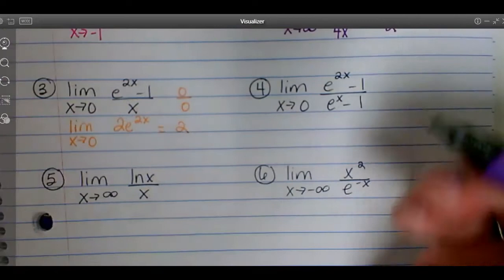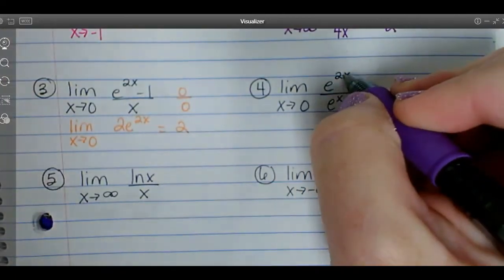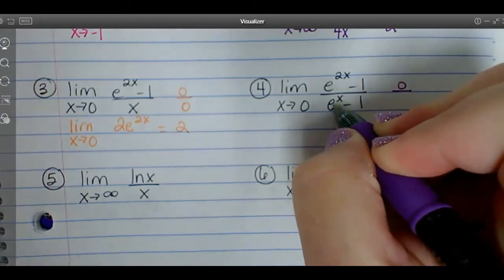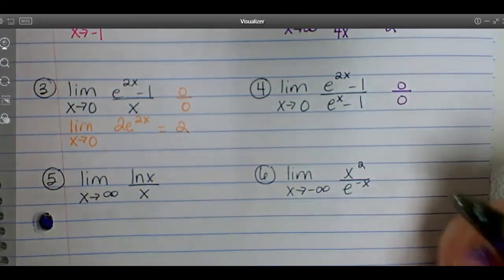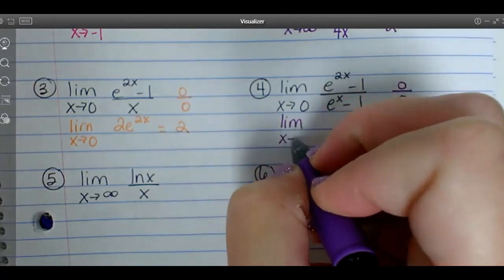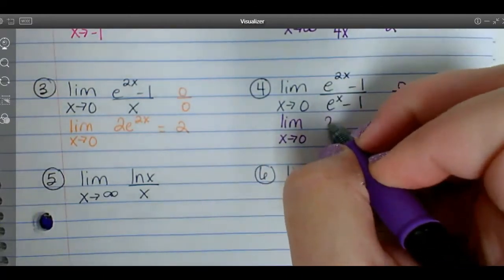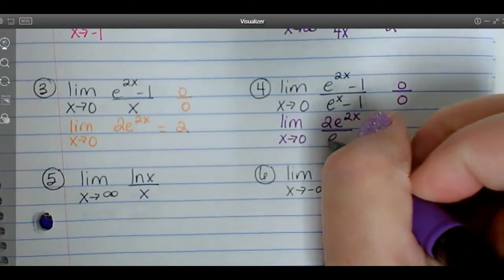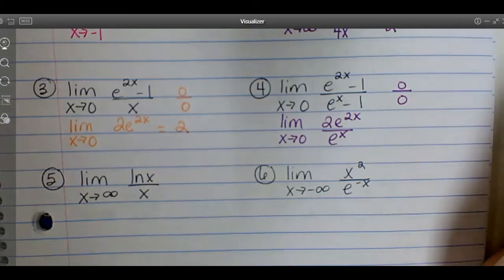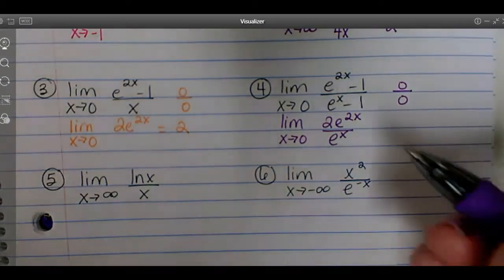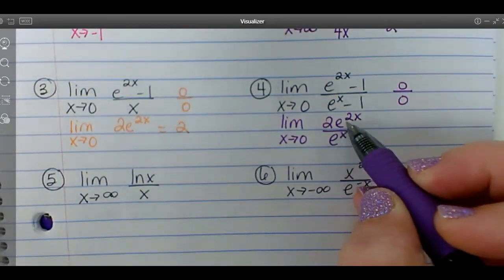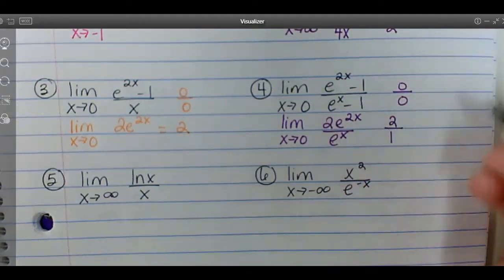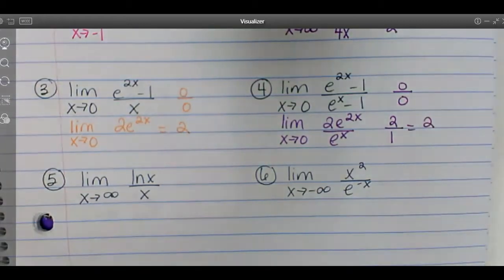Okay, number 4, plug in 0 first. e to the 0 is 1. 1 minus 1 is 0. Plug in 0 on the bottom. That's 1 minus 1, which is also 0. So the derivative of the top is 2e to the 2x. The derivative of the bottom is e to the x. If I plug in 0 now, e to the 0 is 1, so I get 2 on the top, and 2 over 1 is 2. So 2 is my answer.